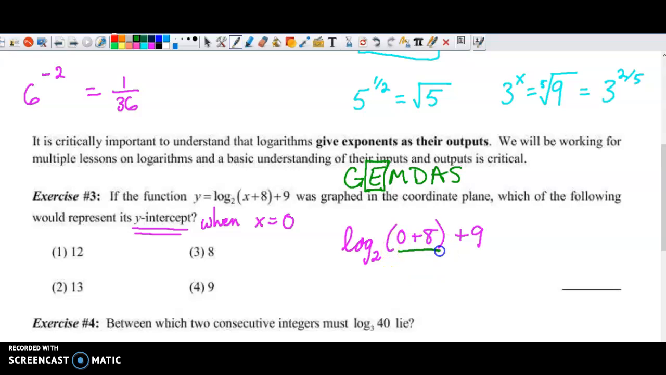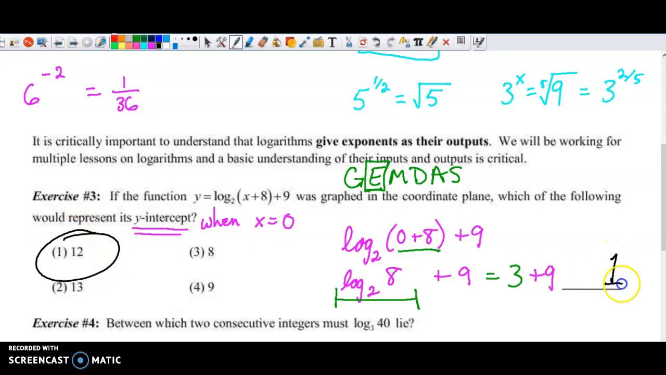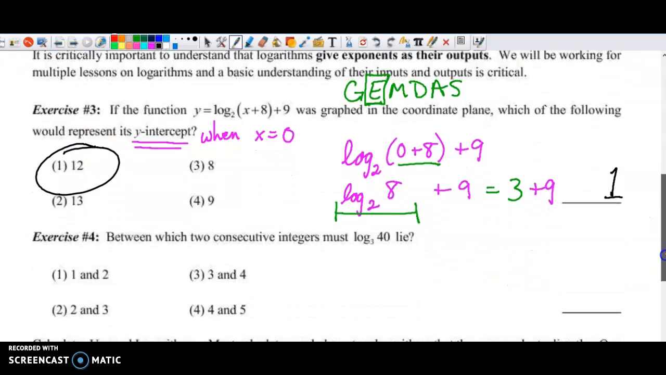So yes, you do 0 plus 8 first, so that's just 8. So we're looking at log base 2 of 8, and then add 9 to it. But the next step is to do log base 2 of 8. And we actually did that above there. That was 3. And then once you add 9 to it, we're going to get the correct answer is 12. So option 1 on that one.